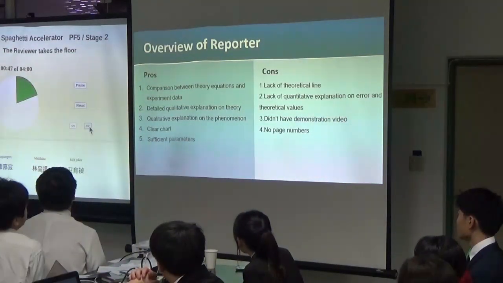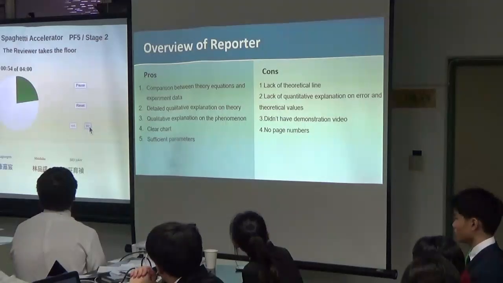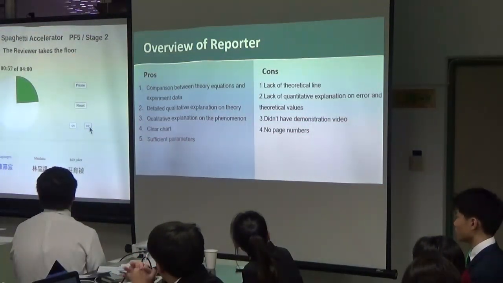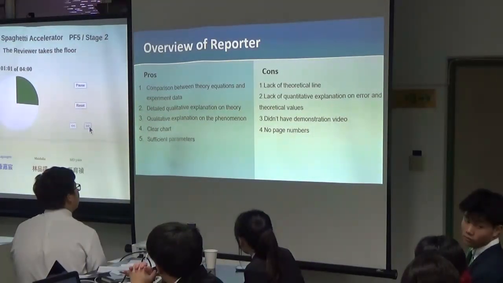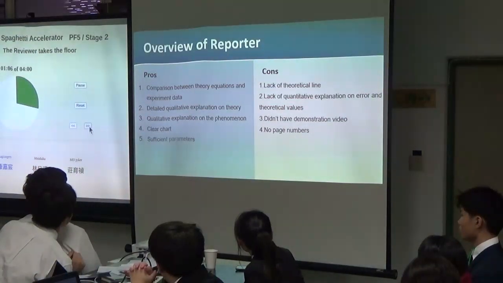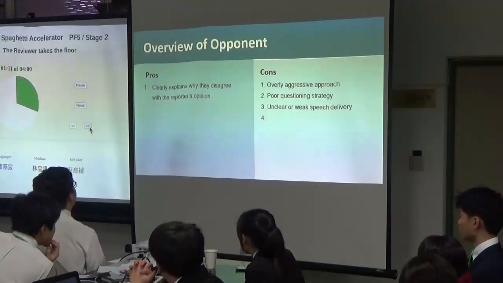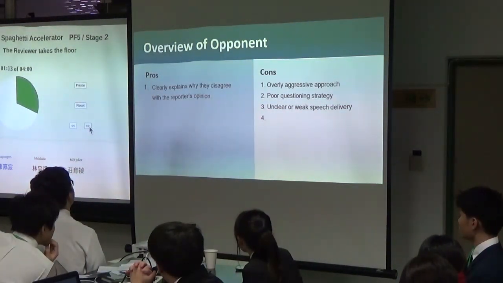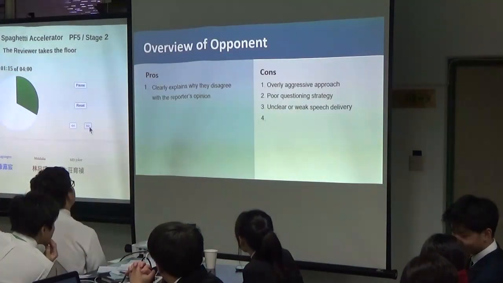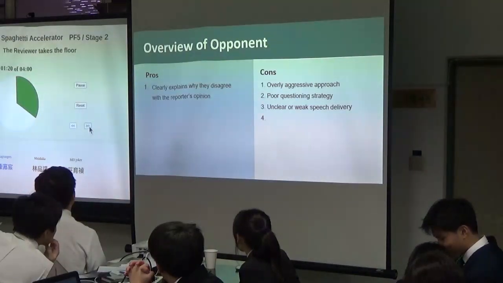They compared their theory equations and also the experiment data. However, they lack the theoretical line and also lack quantitative explanation of the error and theoretical values. And they didn't have a demonstration video and no page numbers. And here's the overview of the opponent. They clearly explain why they disagree with the report's opinion.